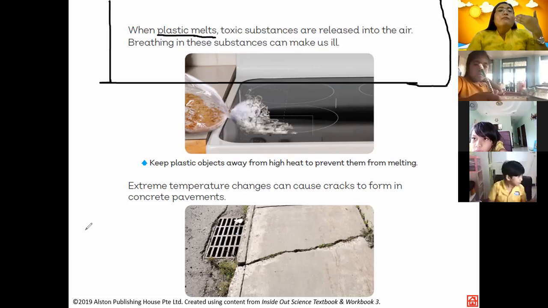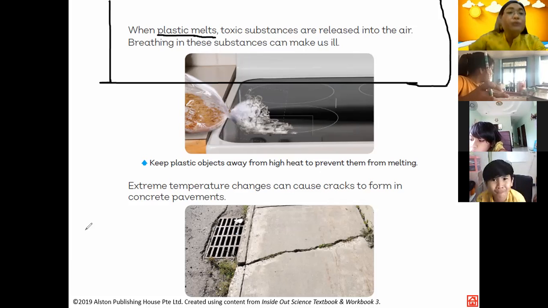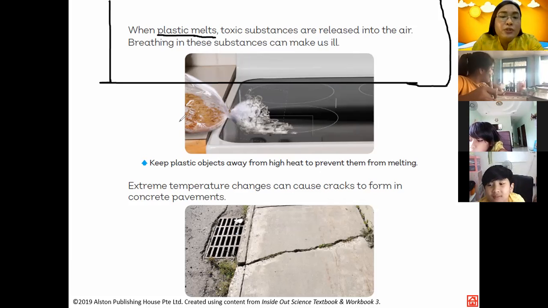So when we breathe, the air is very toxic. The air is not good to inhale. So do not burn the plastic.